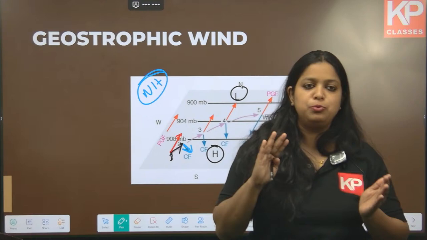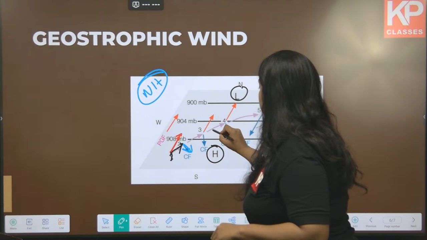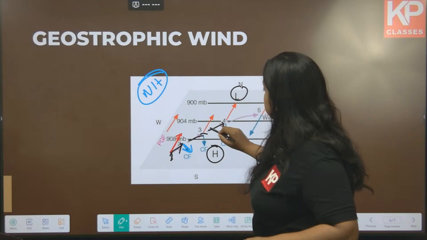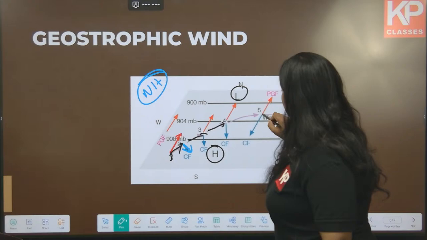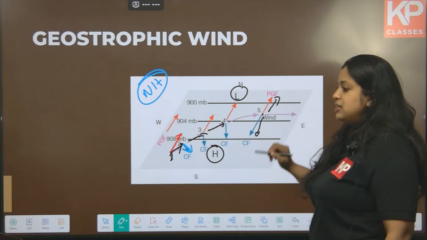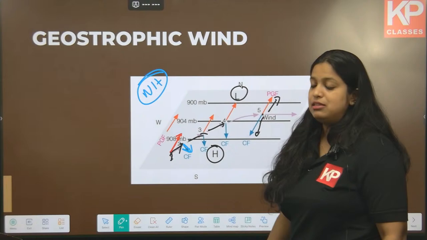By the end, the air molecules will be tilting and tilting. You can see that the Coriolis force is changing, the pressure gradient is tilting. At last, at a particular point, the Coriolis force will be the same as the pressure gradient force. There is zero net change in the force acting upon the particles. Pressure gradient force will be equal to the Coriolis force.